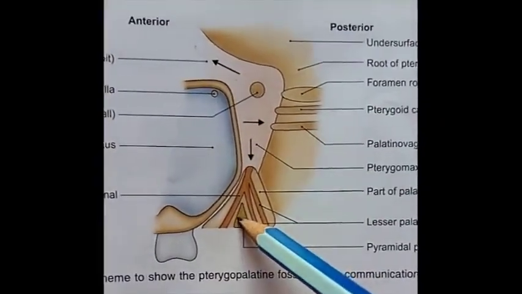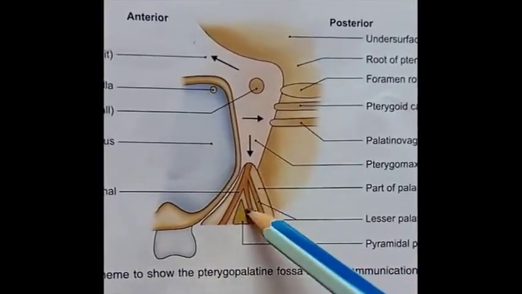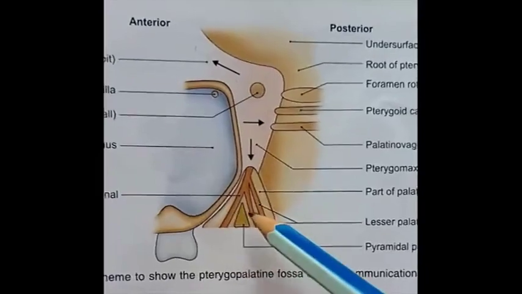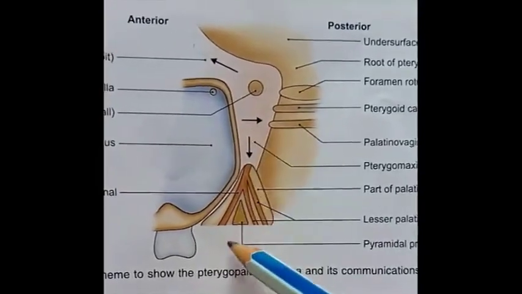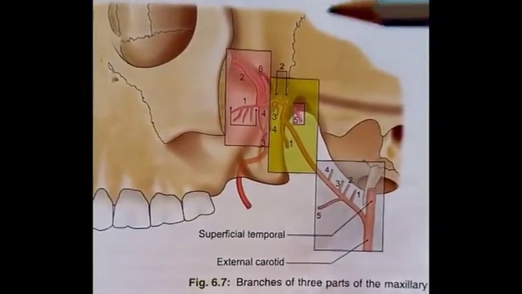Inferiorly, in relation to this pyramidal process of palatine bone, there is presence of greater palatine canal and lesser palatine canals. Through these canals, this fossa communicates with the oral cavity. Contents of the pterygopalatine fossa.